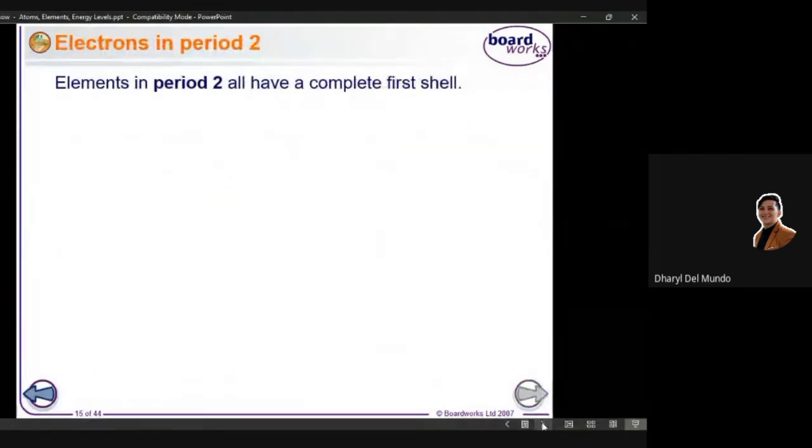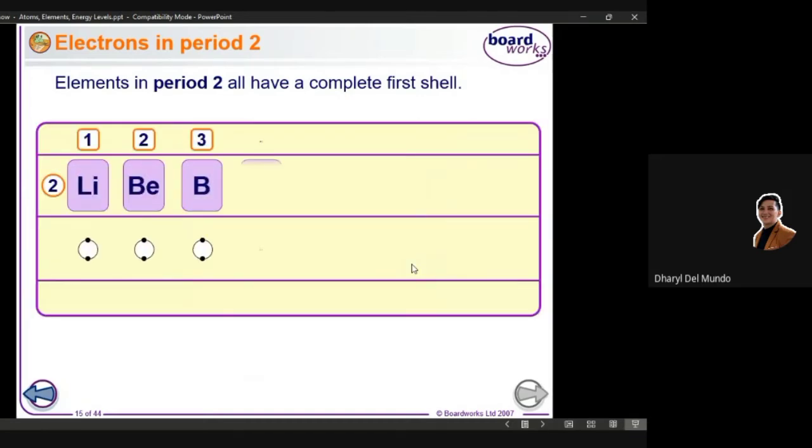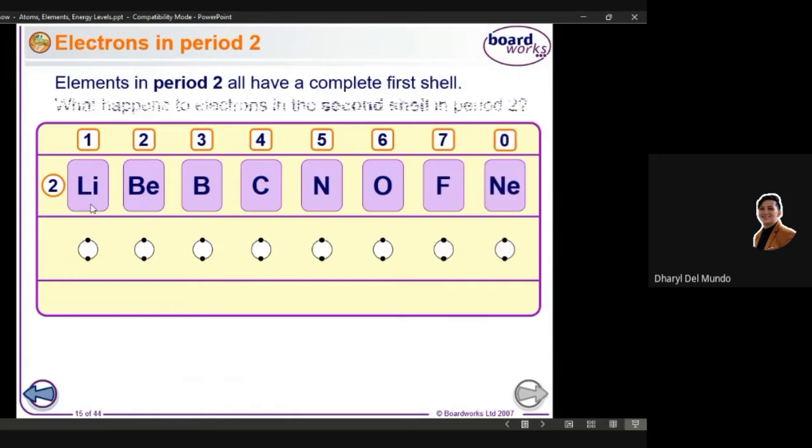Those are very important. Alright? And elements in period 2 all have a complete first shell. How is that possible? Okay, let us look at this one. In the second row of our periodic table of elements, they have a complete 2 electrons in their first shell or first energy level, like lithium, beryllium, boron, carbon, nitrogen, oxygen, fluorine, and neon.